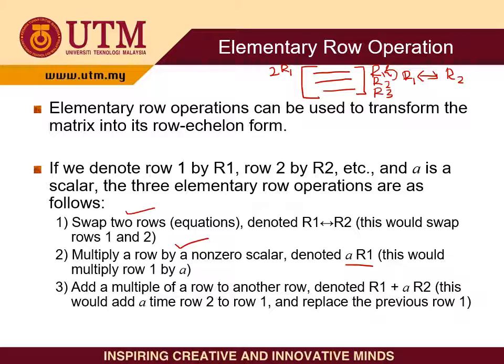And third, add a multiple of a row to another row, denoted R1 plus A R2. This would add, let's say, 2R2 to row 1 and replace the previous row 1. It means R1 plus 2R2 will replace row 1. Okay, we will see in the next example.